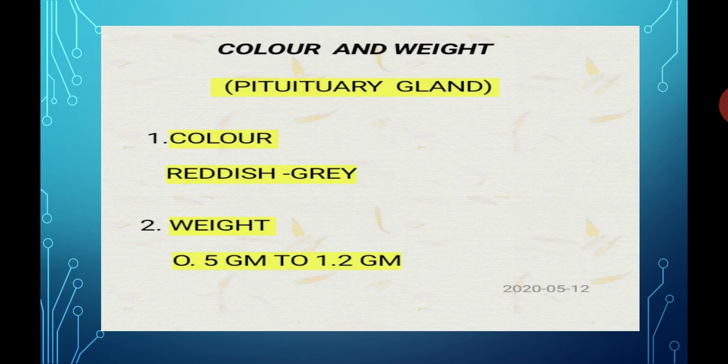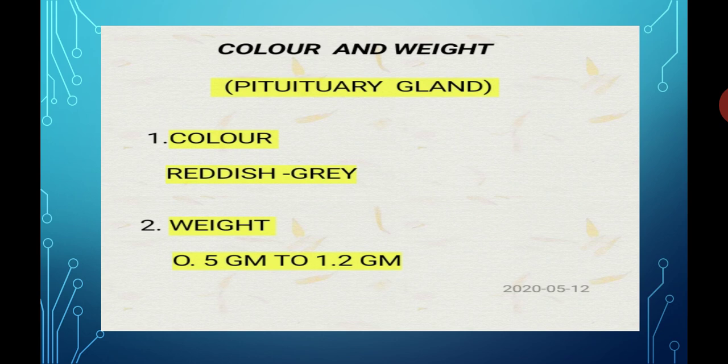Let's see the next point, that is color and weight. The pituitary gland is reddish gray in color. Further, its weight is about 0.5 gram to 1.2 gram. Students, in females, especially during pregnancy, the weight of a pituitary gland increases and becomes 1.2 gram.